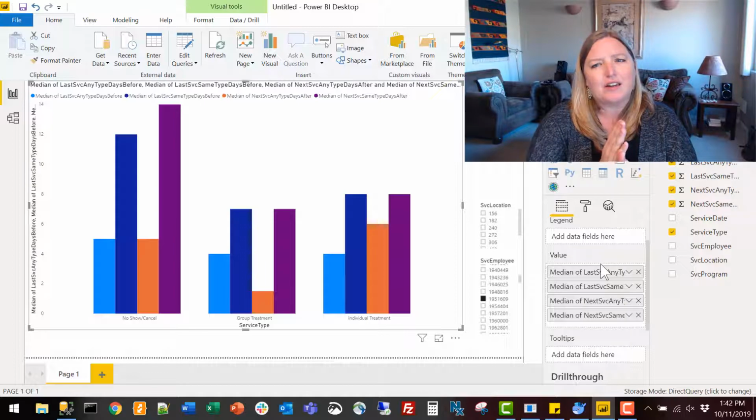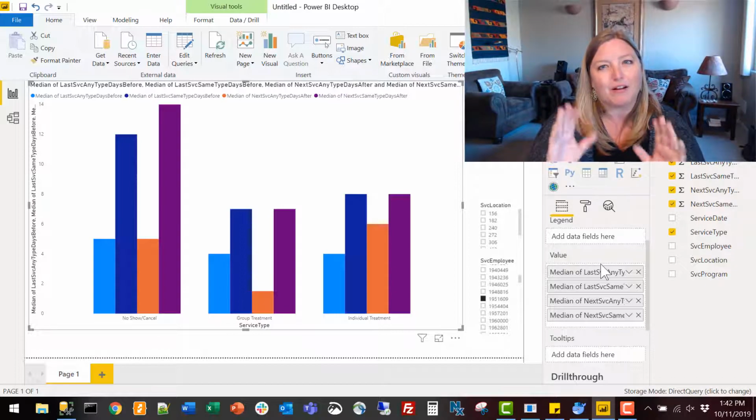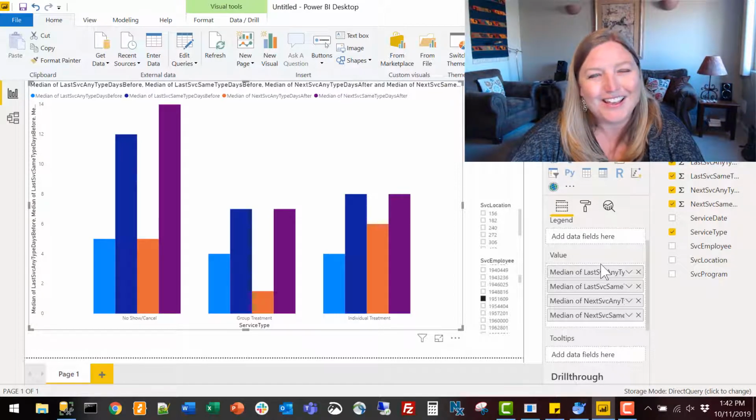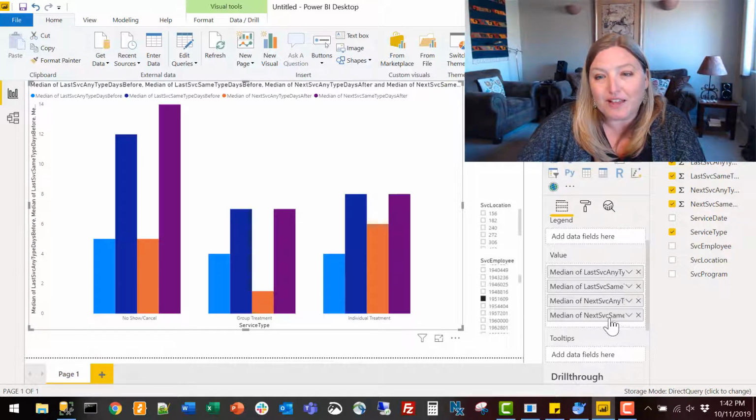And a lot of times in our data, I find in behavioral health, the median is a better average. We'll say average, but it's a better measure of central tendency. It's a better measure of where's the point in the middle of the data. So that's what I've used here.